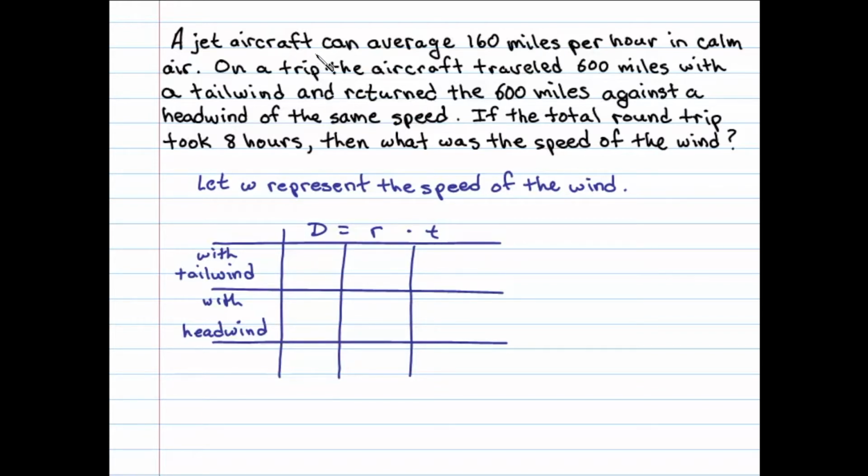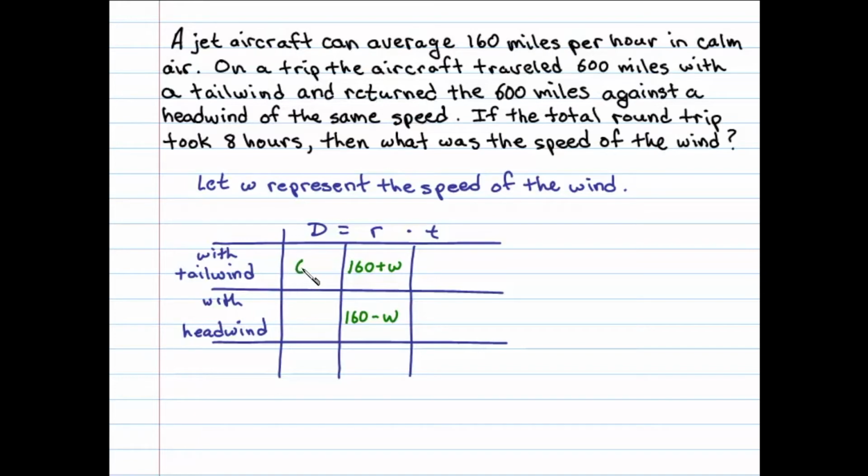Now, if the aircraft can average 160 miles per hour on calm air, then the aircraft's speed with a tailwind will be 160 miles an hour plus the speed of the wind. Now, the speed of the aircraft with a headwind will be 160 miles an hour minus the speed of the wind. The problem also states that the aircraft flew 600 miles with a tailwind.